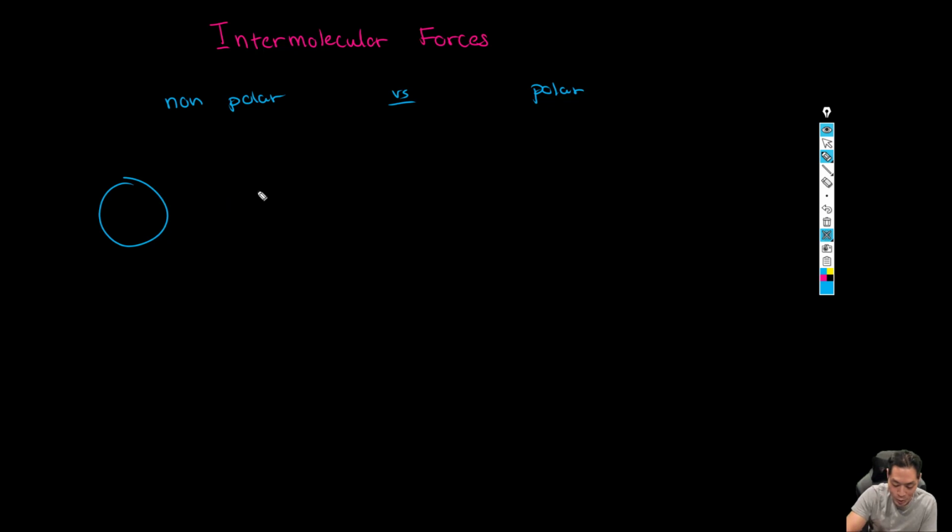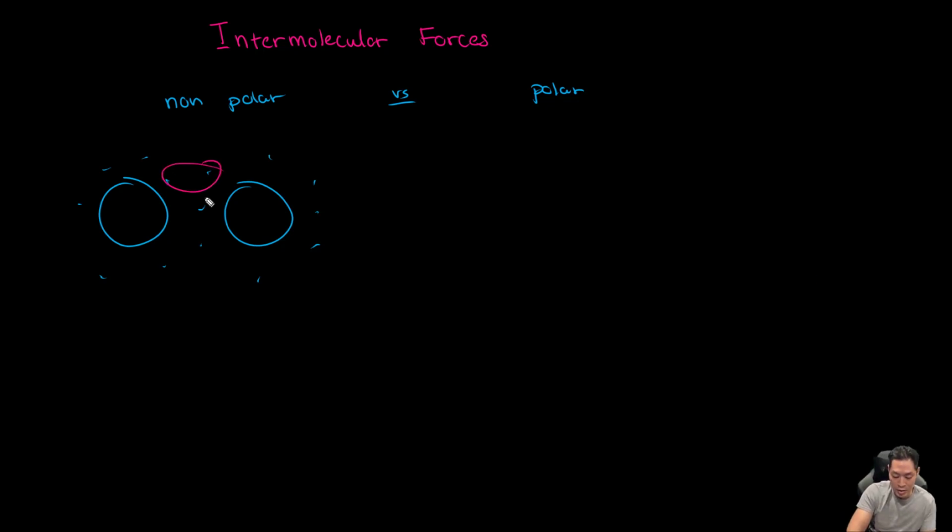If these are oxygen molecules, they have electrons floating around them randomly. Let me make sure I got that. Let's just count that: 1, 2, 3, 4, 5, 6, 7, 8. All right, so now they're floating around them, but they're going to share two of them to give them that full octet. So let's say they shared these two and these two.